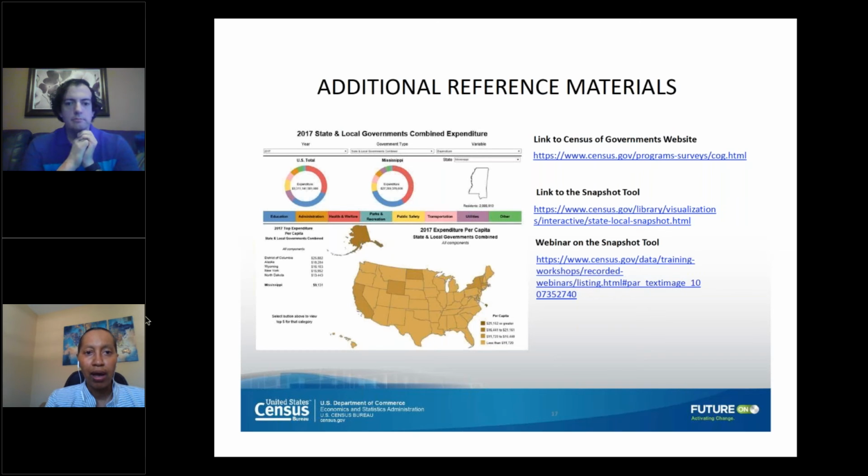There's also a Census of Government website where you can access all of the data, and it is in a usable Excel format if you want to download it, manipulate it, however you want to use it to get some information that may be beneficial when you're trying to make fiscal decisions.